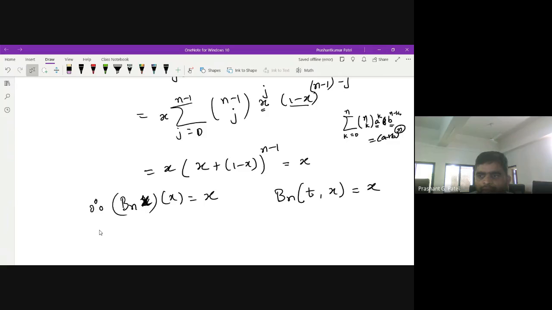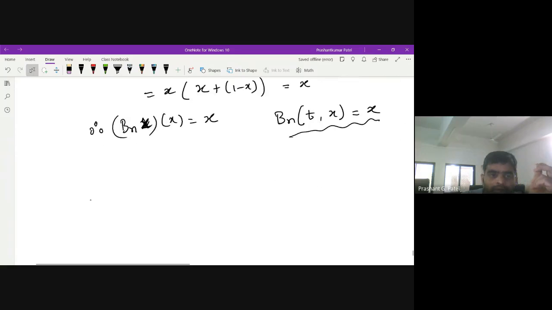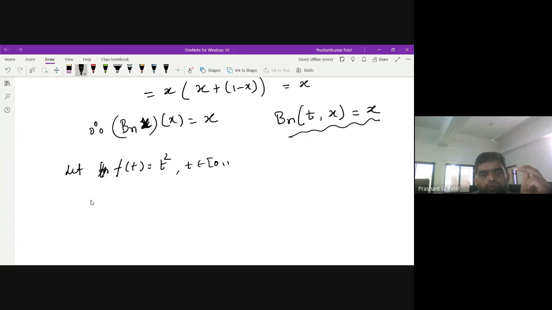So secondly, this is known as the first moment of the Bernstein polynomial. For calculating the second moment, you require your function f of t to be t square for every t belonging to 0 to 1. So this is your function t square.